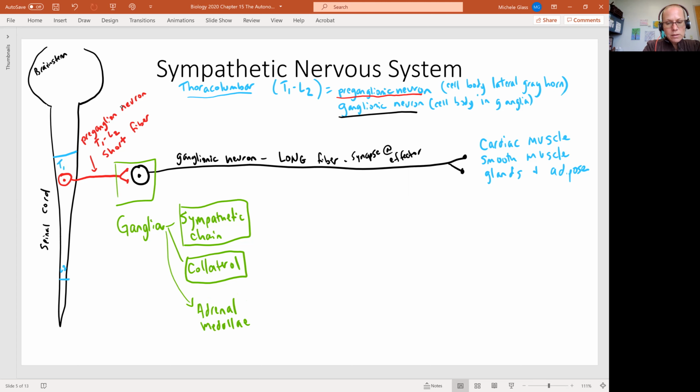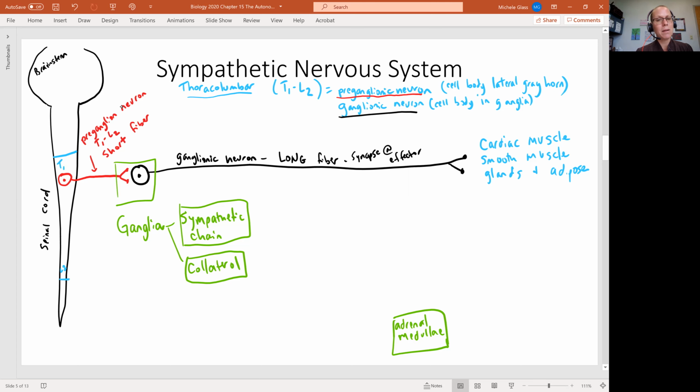But let's erase that one and put it over here, kind of far away from the other 2. So notice that I have my sympathetic chain ganglia very close to the spinal cord, and I have my collateral ganglia very close to the spinal cord, but I have my adrenal medullae all the way to the far right of my spinal cord. So that's going to be important.